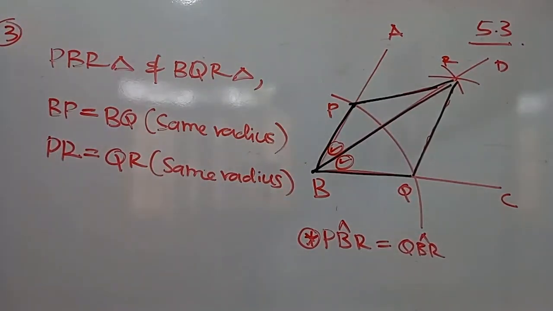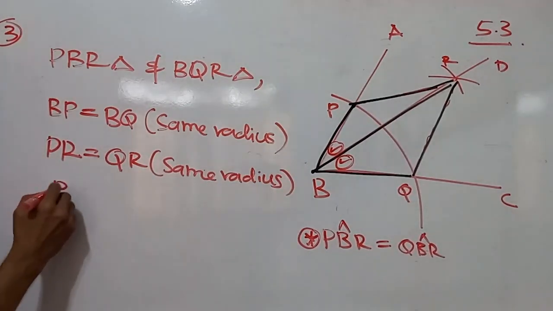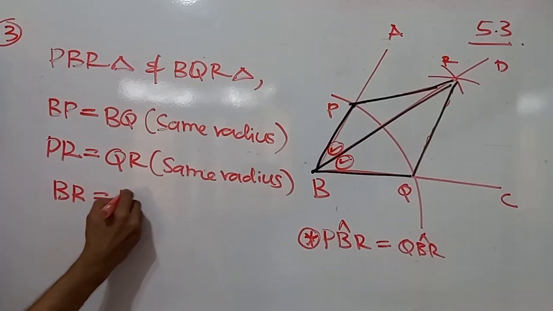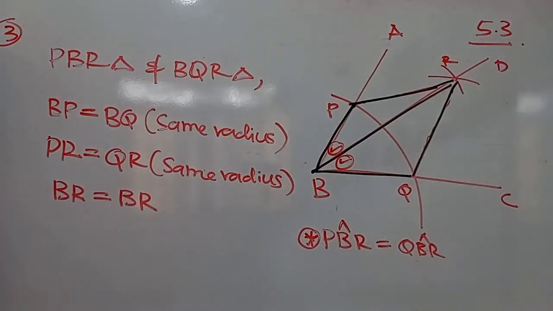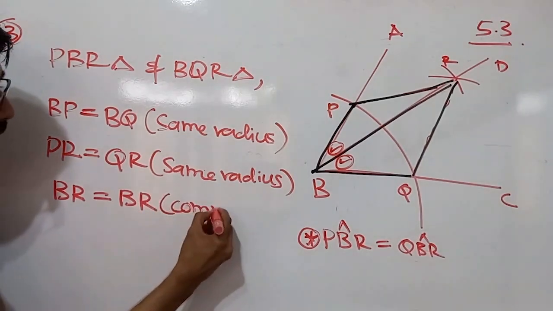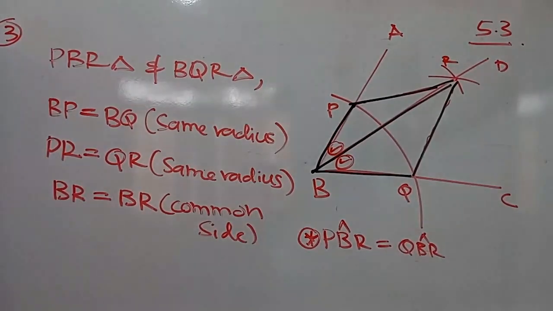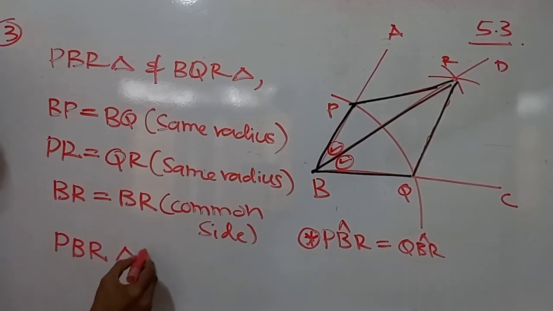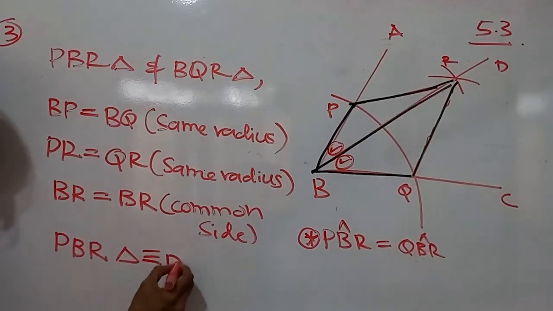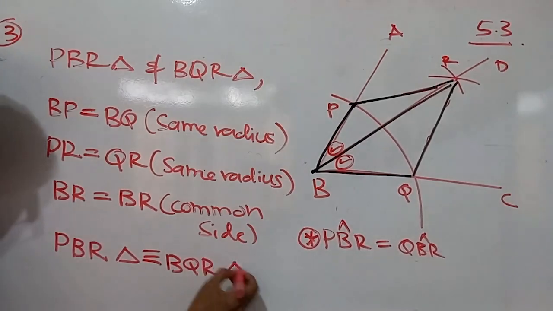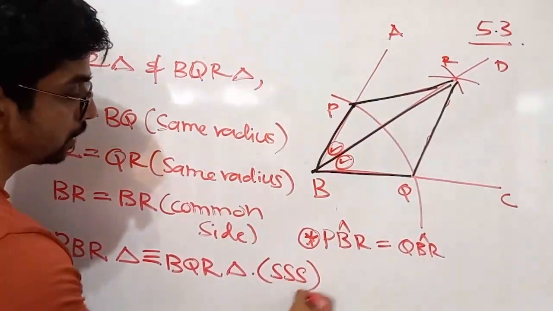Same radius. Then BR is equal to BR. BR is equal to BR. Right? So that's the common side. Yeah, common side. Right. So therefore we can say what? PBR triangle is congruent to BQR triangle. What's the condition? Side, side, side.